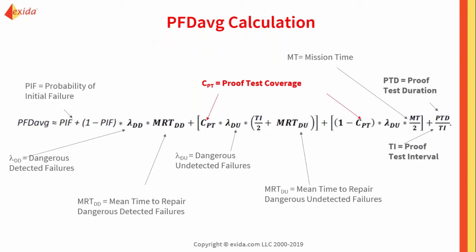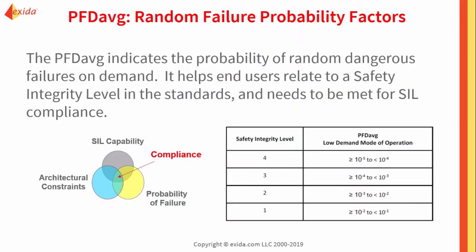We're not going to spend much time on the proof test calculation, or PFD average calculation. I just wanted to show you a couple of the key variables here, showing the proof test duration, interval, and proof test coverage. Knowing that these numbers go into this equation that can determine risk reduction, but what is the bigger picture?